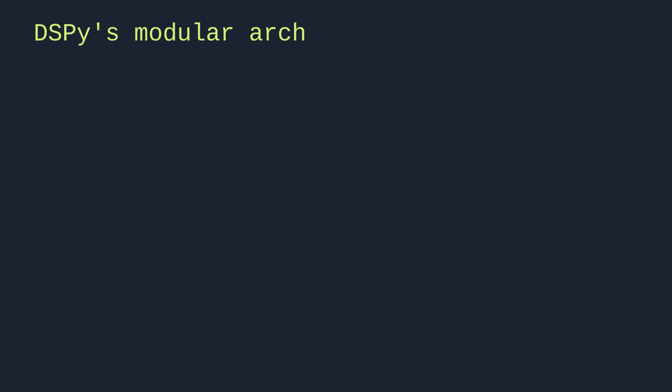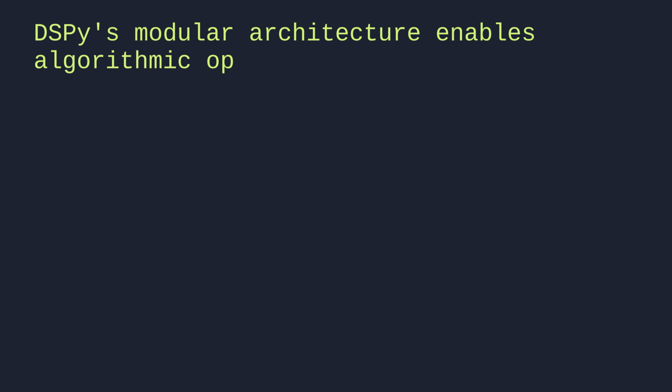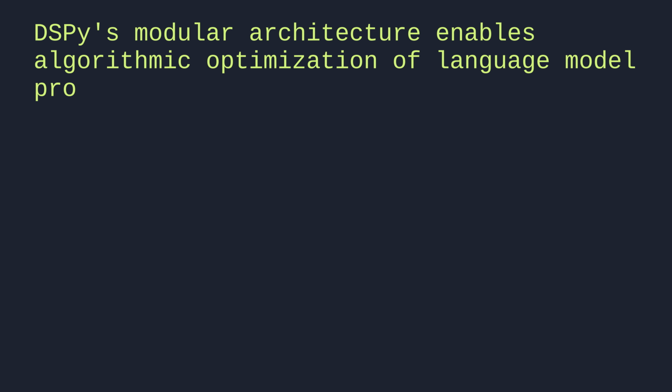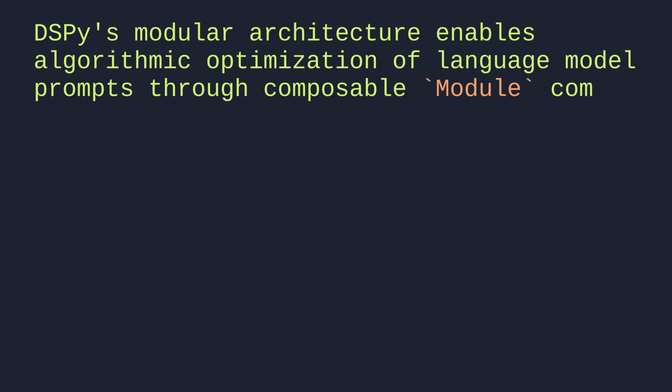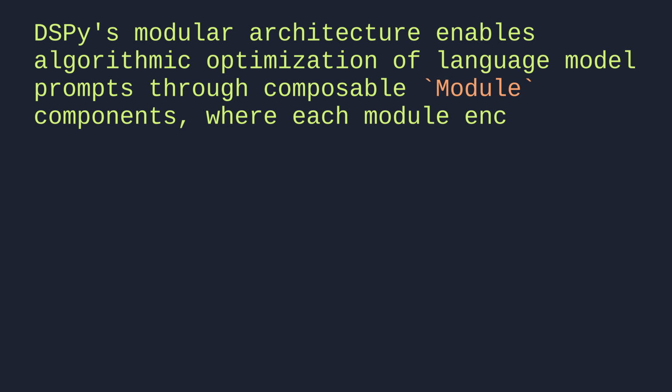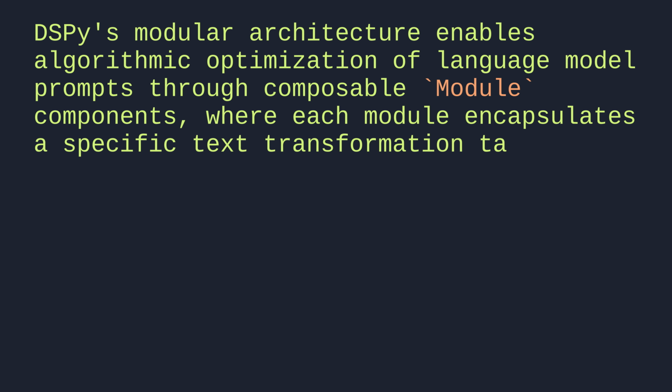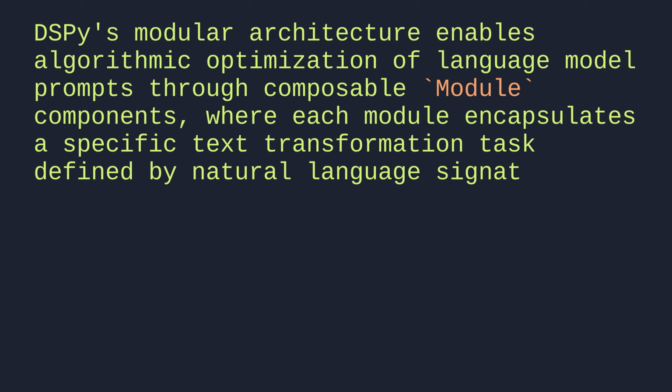DSPy's modular architecture enables algorithmic optimization of language model prompts through composable module components, where each module encapsulates a specific text transformation task defined by natural language signatures.